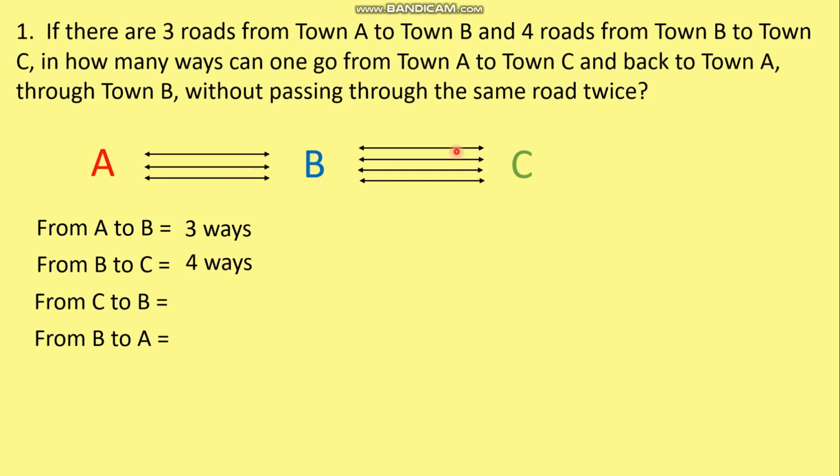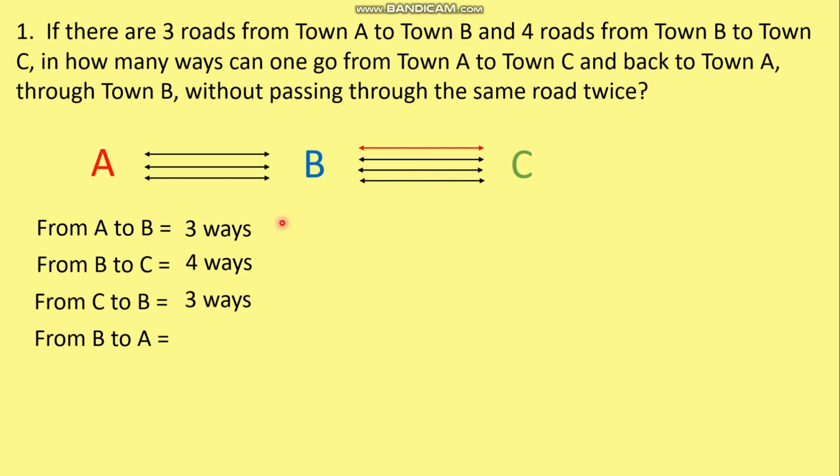So from B to C naman, meron tayong 4 ways kasi merong 4 roads na available from B to C. Now, from C to B, meron na lang tayong 3 ways dito kasi nakalagay dito sa problem without passing through the same road twice. Ibig sabihin, yung dinaanan natin from B to C, hindi na natin pwedeng daanan pabalik. So, instead of 4 choices, meron na lang tayong 3 available na choices, 3 roads. So, 3 ways na lang.